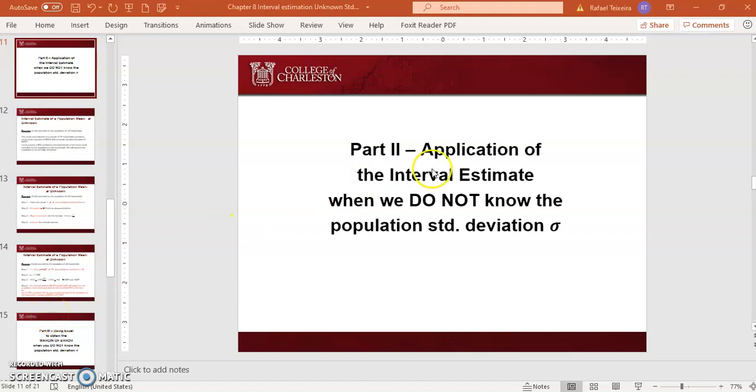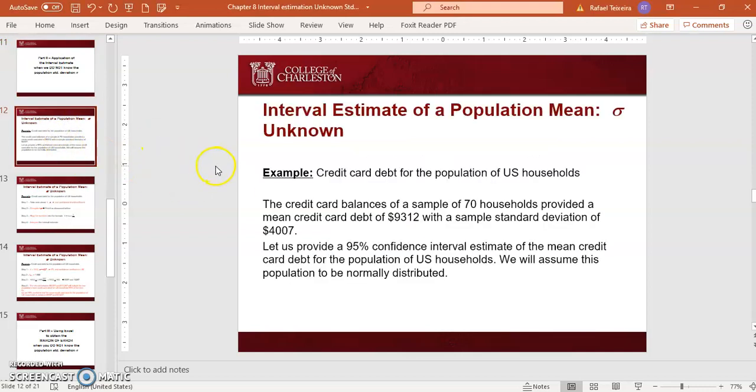Hi, this video is to talk about the application of the interval estimate when we don't know the population standard deviation. Let's take a look at one example here. The credit card debit for the population of US households.